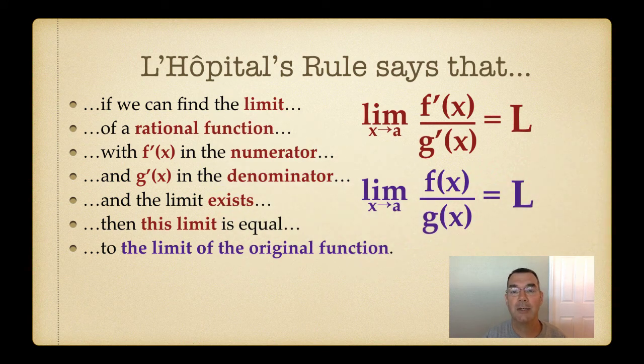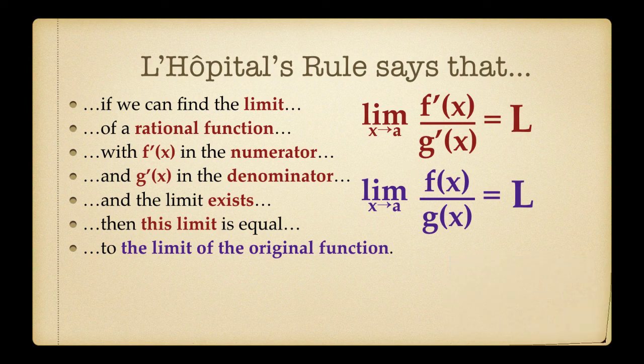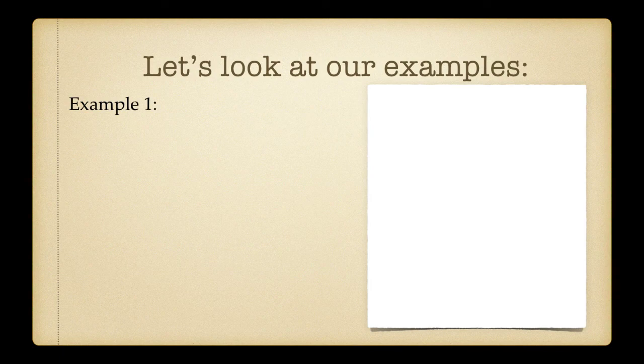So I'm not saying do the quotient rule. That's something totally different. What I'm doing is creating a whole new function that has the derivative of f on the top and the derivative of g on the bottom, and I'm seeing if that exists. And if it does, then that limit is equal to the limit of the original function. Okay, so let's be clear about that.